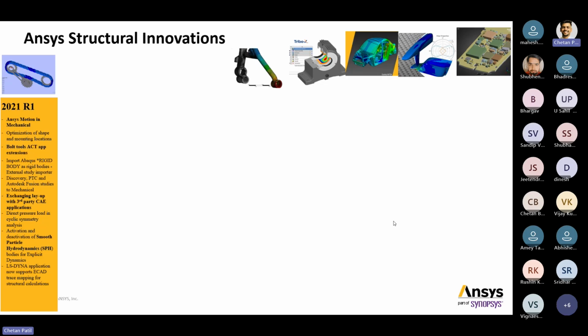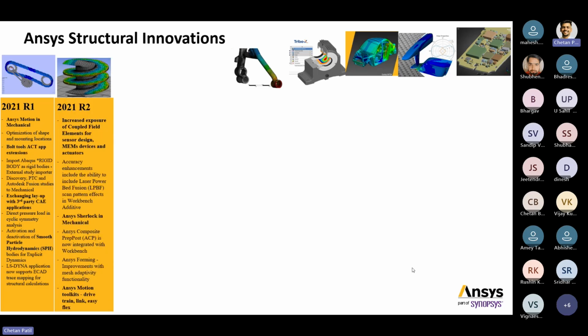Then in 2021 R2, Ansys Sherlock was newly introduced in Ansys Mechanical. It is a new model which provides faster and accurate life prediction of component systems, basically electronic components and systems and the PCB. It is used to give more feasible results related to life predictions, and to find results related to the reliability of the model. It has also increased the exposure of coupled field elements for sensor designs, MEMS devices and actuators for automobiles and AR VR as well.